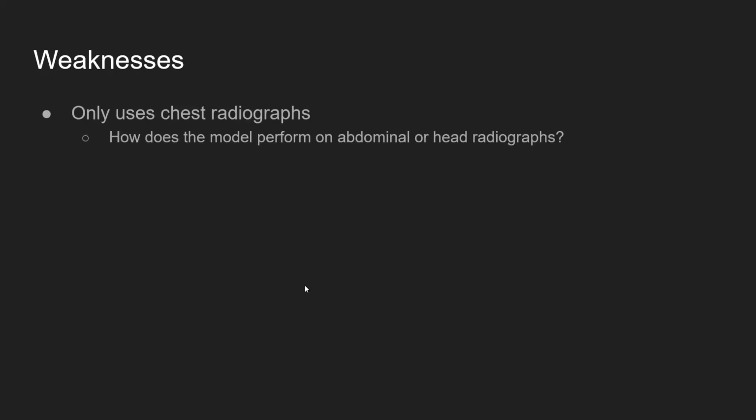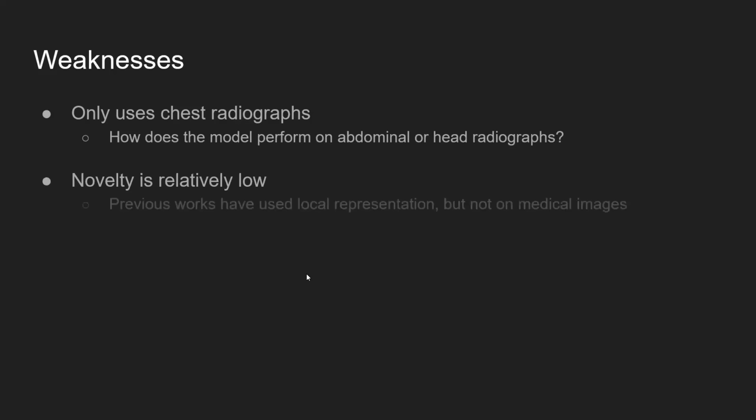For their weaknesses, I wanted to point out that they only use chest radiographs, and it made me wonder how it would perform on abdominal or head radiographs. The novelty of the paper is relatively low. Previous works have used local representation, but not on medical images. But also, for the most part, this implementation is ConVIRT, just with local representation added. In fact, ConVIRT even uses BERT and ResNet 50 as its encoders.